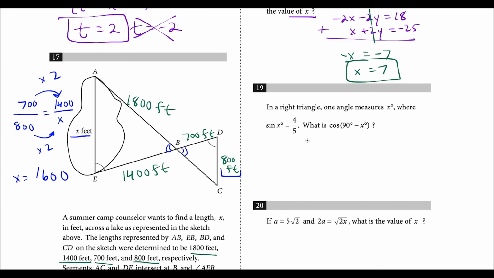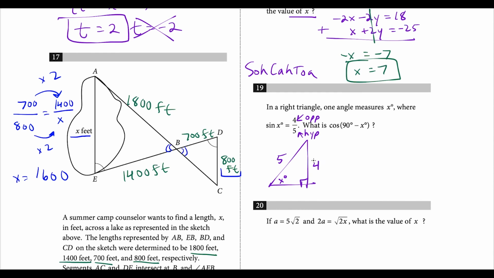Question 19, we could draw out a right triangle here. And what we have is, and I'm not drawing this to scale, that one angle measures x degrees. So we'll just write that over here. And sine of x degrees is equal to 4/5. Now this mnemonic really helps, SOHCAHTOA, because what that tells us when we're talking about the sine ratio, the term on top represents the opposite side, and the term on bottom represents the hypotenuse. So opposite of angle x is going to be labeled 4, and the hypotenuse of this right triangle is going to be labeled 5.